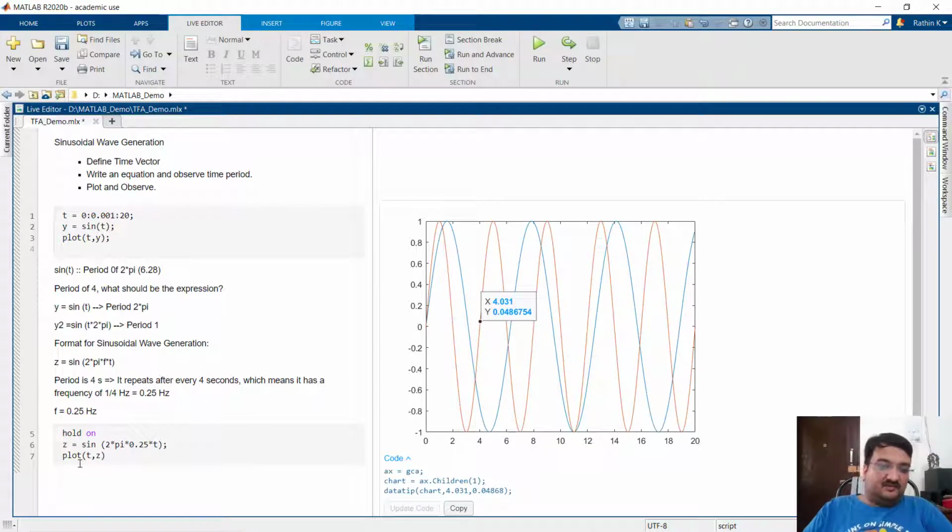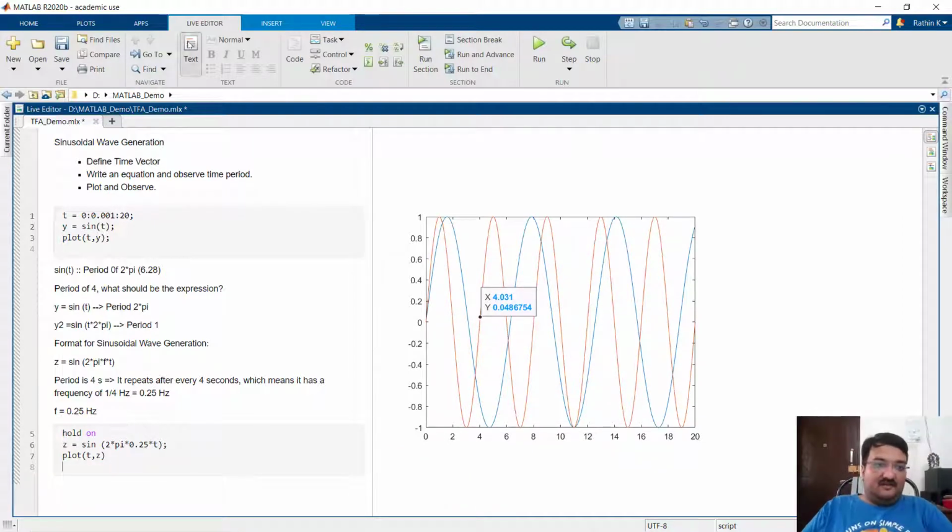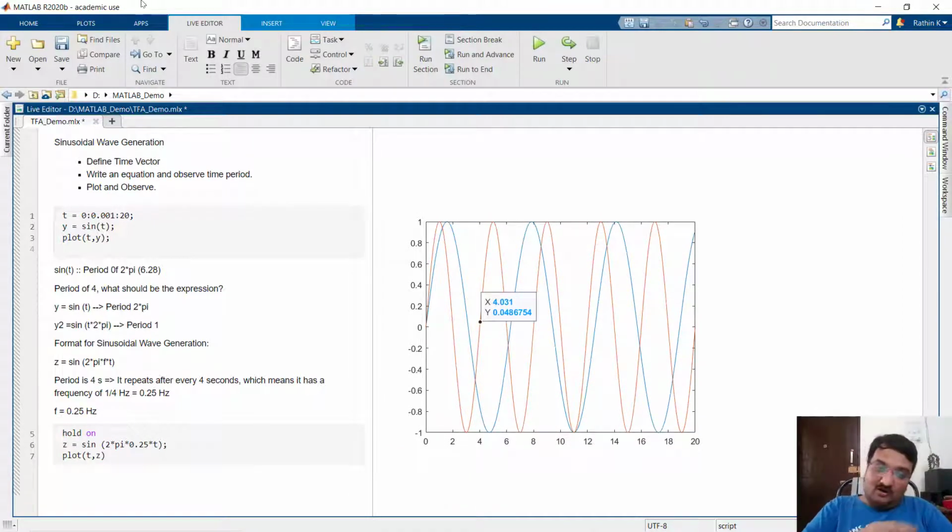The main thing to understand here is the format. You should be able to generate all kinds of desired waveforms on your own. So the format is y is equal to sine 2 pi f t, where t is the time vector, f is the input frequency. I use this in order to get the desired waveform.